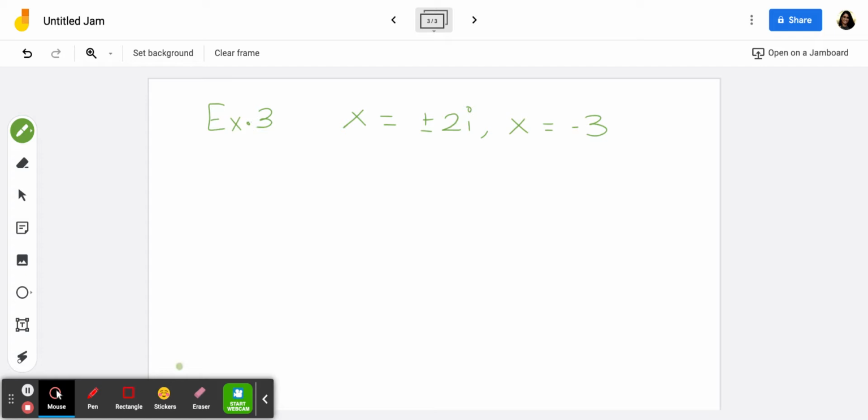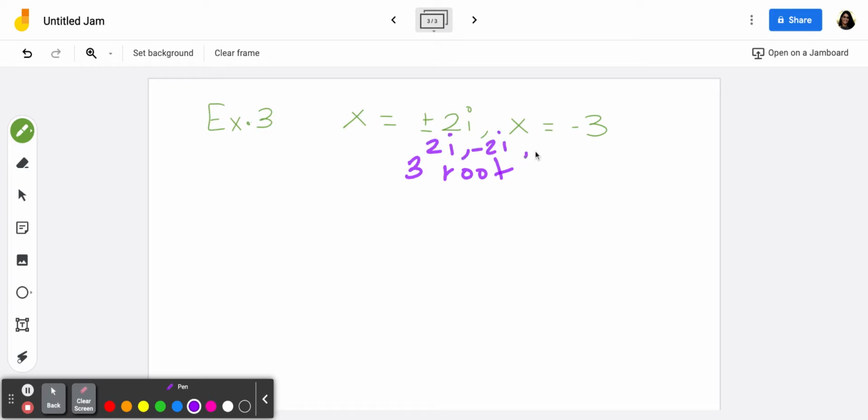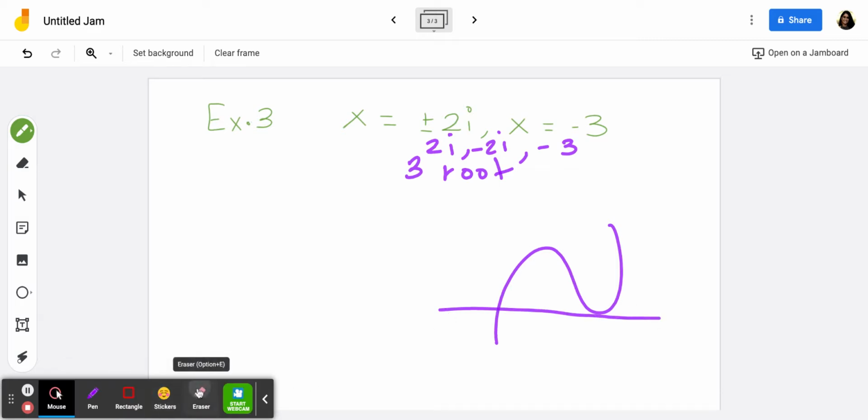Okay, so how do I know what this is going to be? Is it going to be a quadratic, a cubic, a quintic, a quartic? Well, I have 1, 2 roots and a third root. I have 3 roots. 1, 2, 3. Just to be one more obvious, positive 2i and negative 2i and negative 3 are all 3 roots. Now, these are imaginary roots, so it's a cubic, but it would only cross the axis one time.